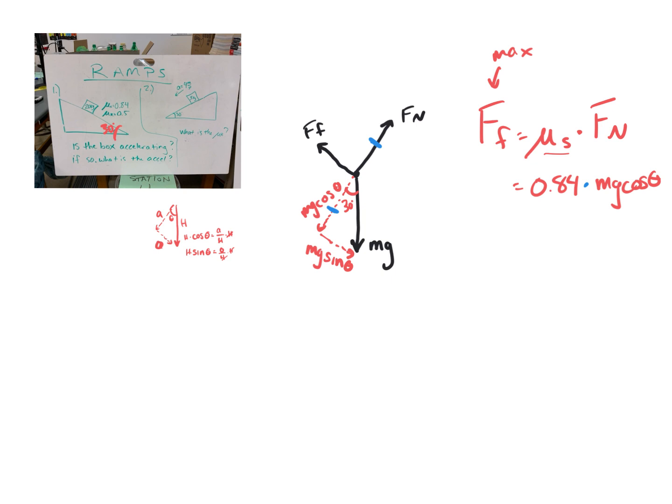And when I solve that out, the weight is 200. The cosine of 30 is around 0.86. And multiply that with 0.84, you get around 145.5 newtons. So that's the maximum that this thing can hang on with.